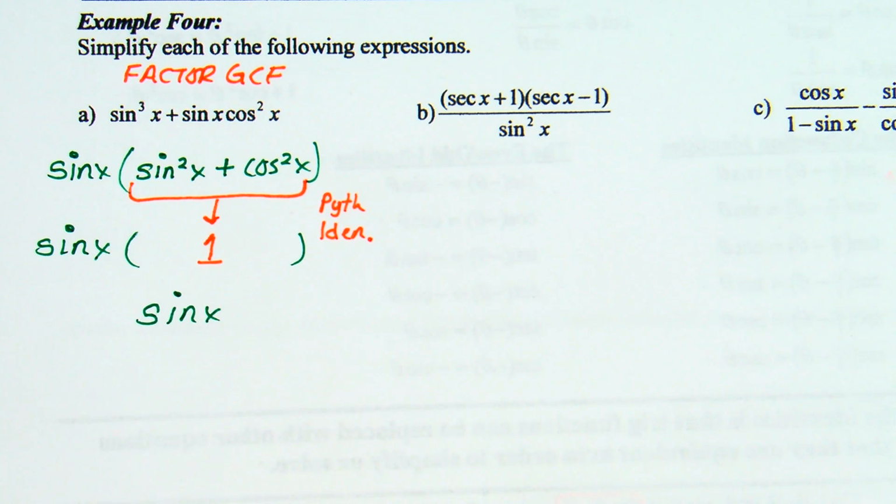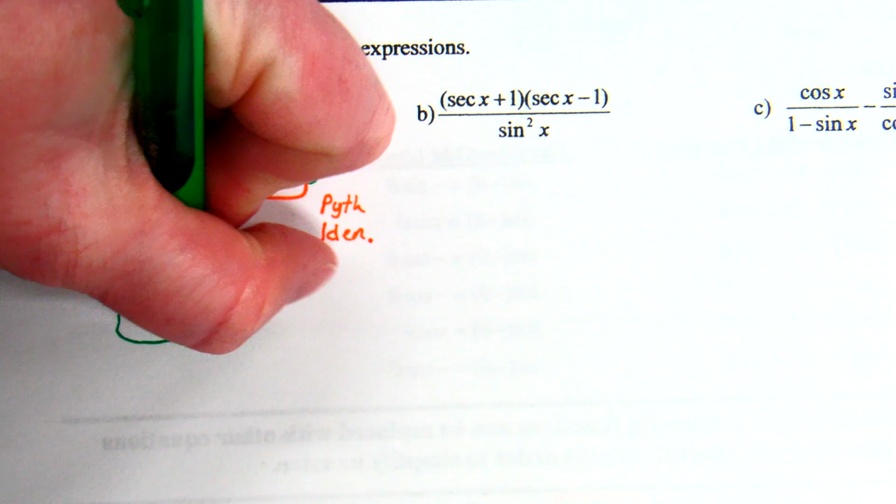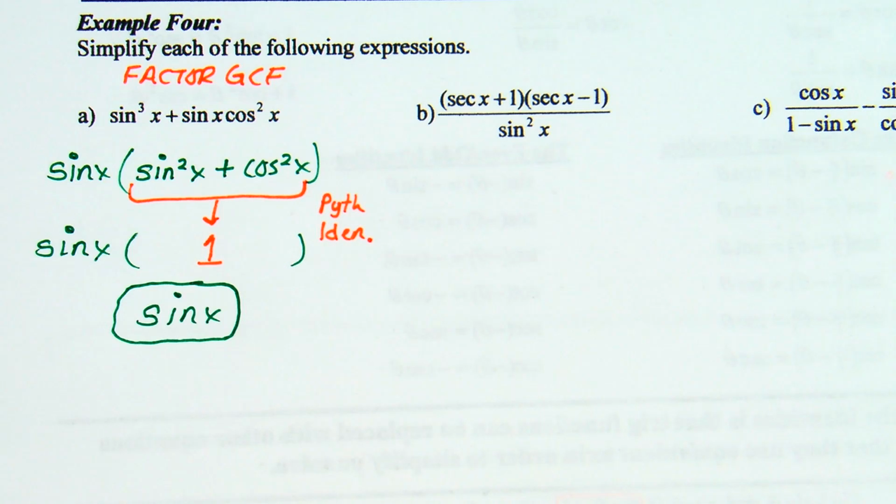Guess what? We're done. You're down to a trig function. There's probably not anything you can do here. But is sine x more simplified than sine cubed x plus sine x cosine squared x? Very much so. Okay, questions I can answer about that one?